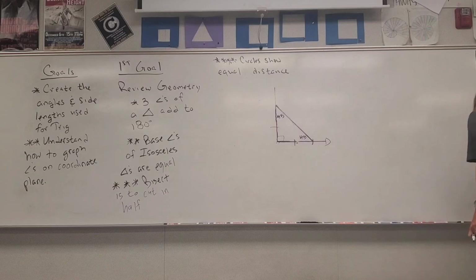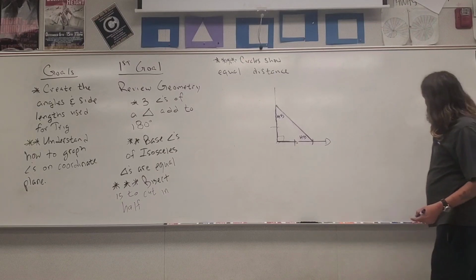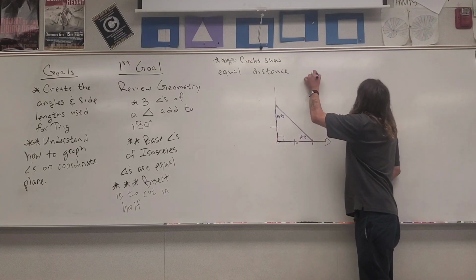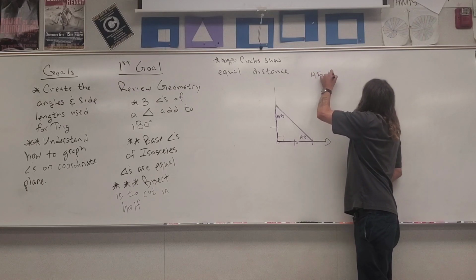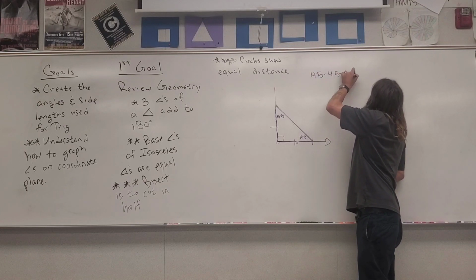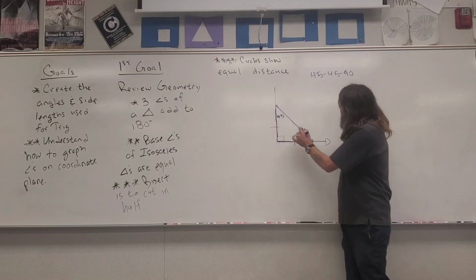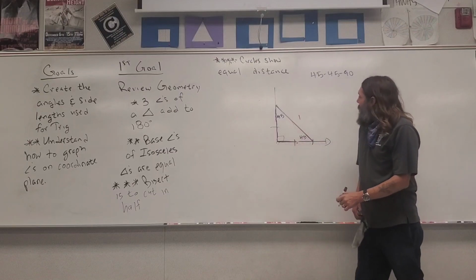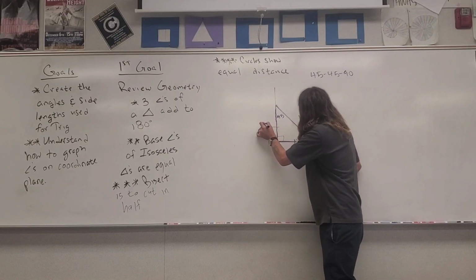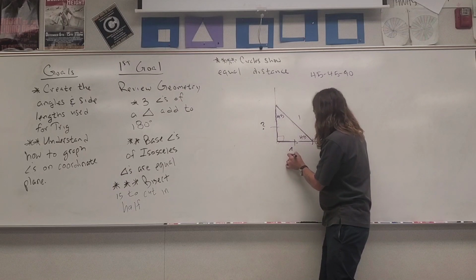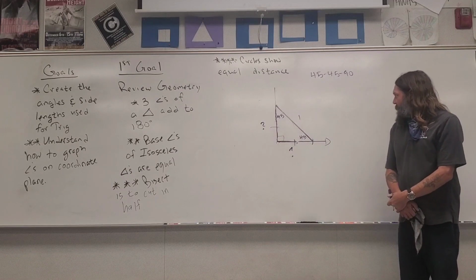Okay? And now let's just assume for this 45, 45, 90 right triangle that the hypotenuse has length 1, and these lengths are unknown to us, but we know that they're the same. So I can find these unknown lengths.